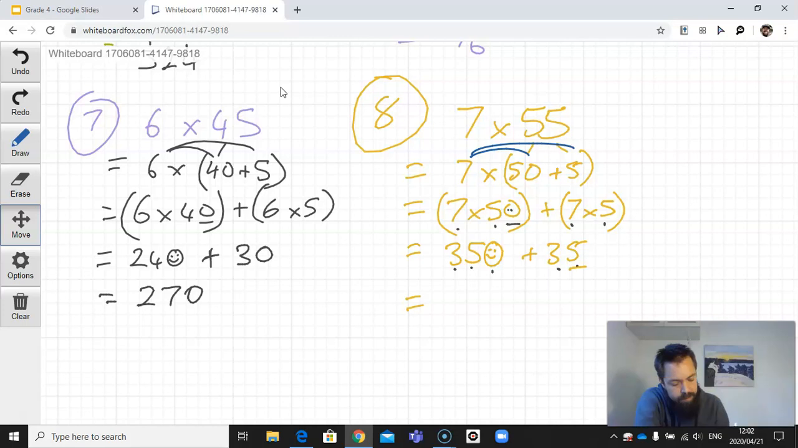Add your units first. 0 plus 5 is 5. 3 plus 5 is 8. 385.